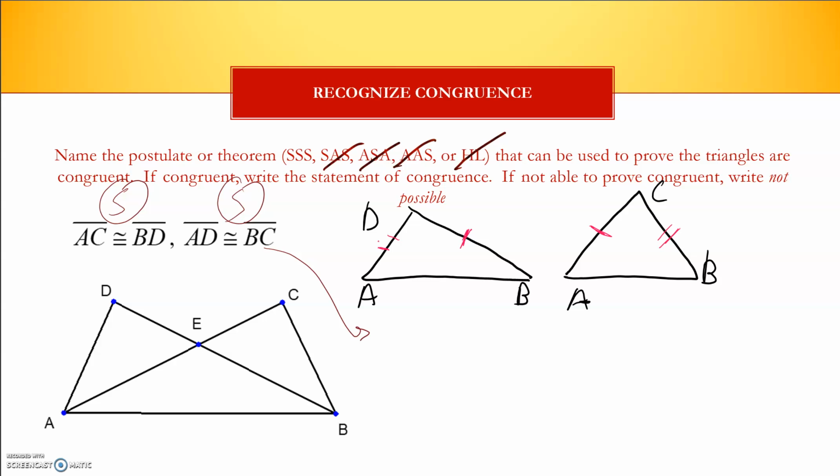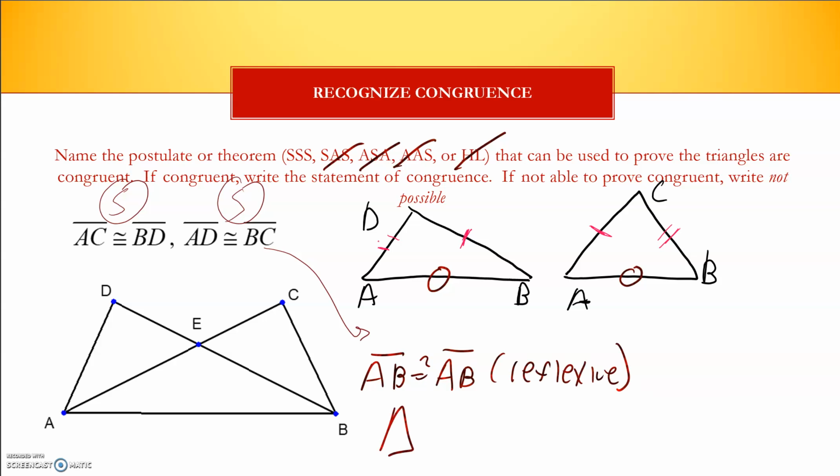In this case, we know they both contain a side AB. So I can also say that AB is congruent to AB because it's reflexive. And so then I can say side, side, side, triangle ADB is congruent to triangle BCA.